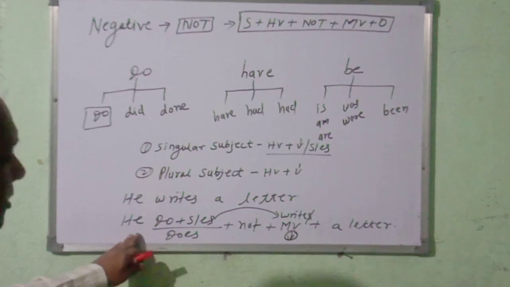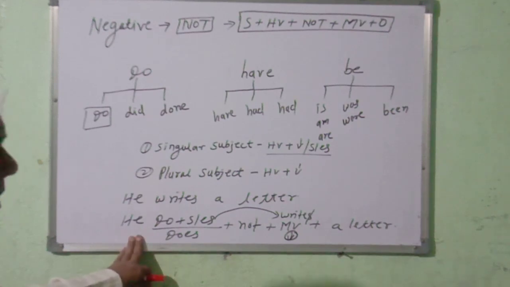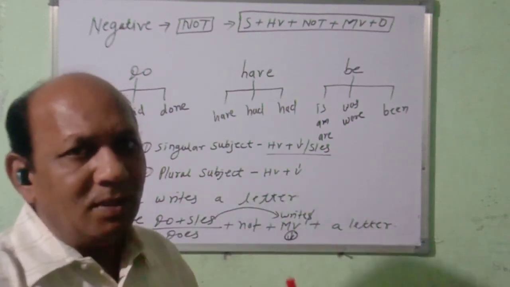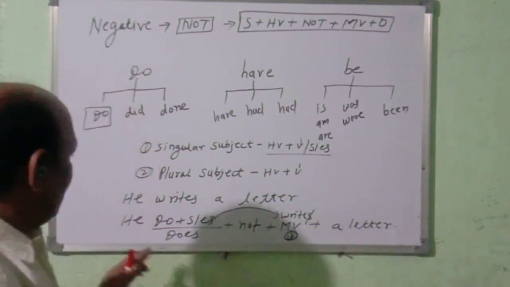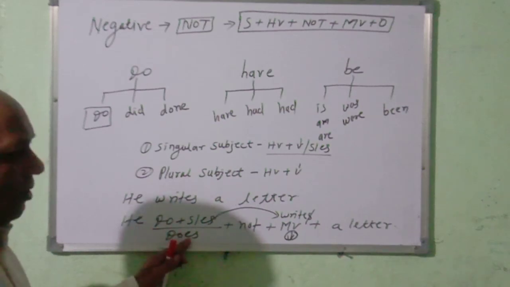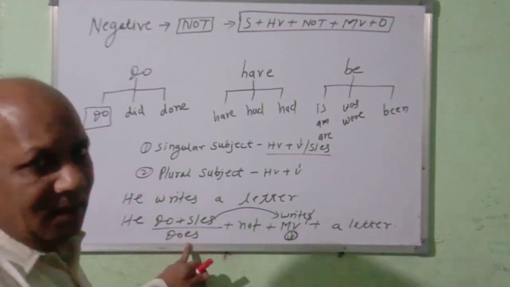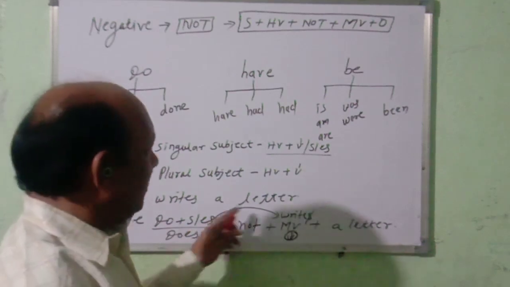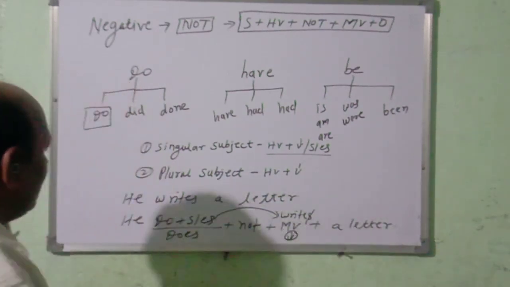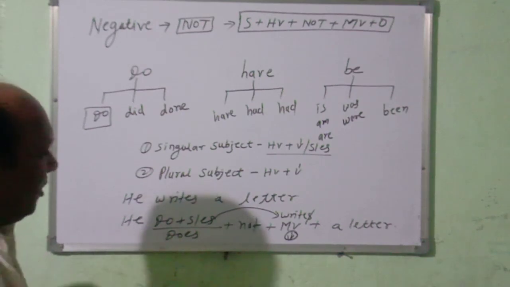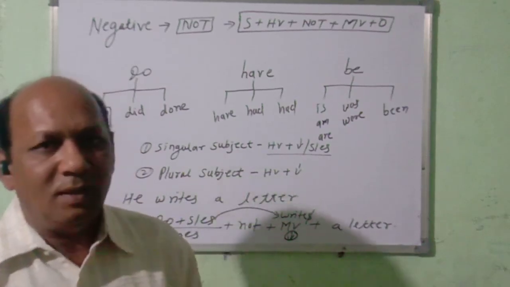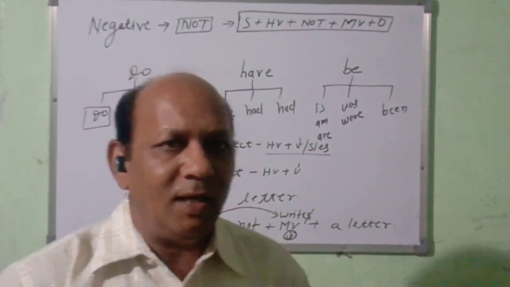Here the subject is also singular. What is the rule? When you are talking about the singular subject, you have to use V1 plus S or ES. But when you are using the helping verb, the S or ES is already added there, so there is no need to add it again to the next verb. So that is the particular example of the negative sentence. I hope you have understood a little bit how to create the negative sentence.